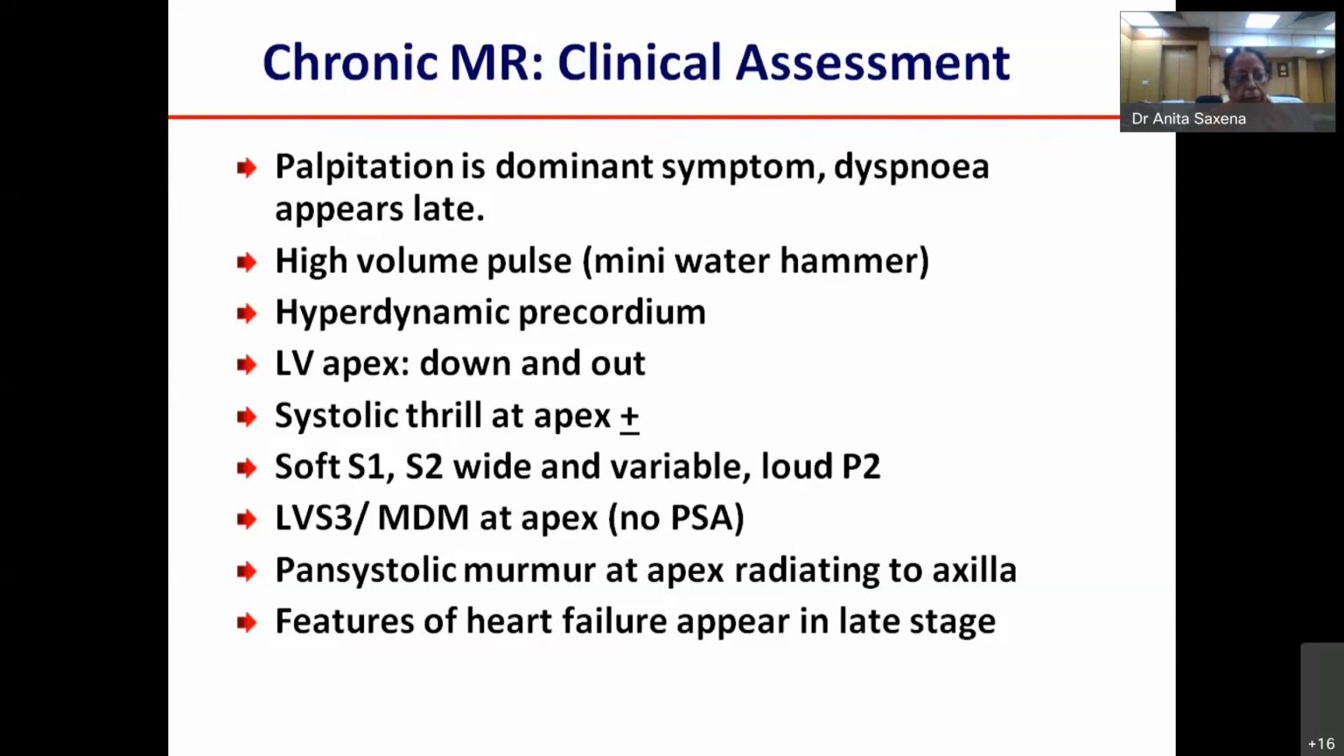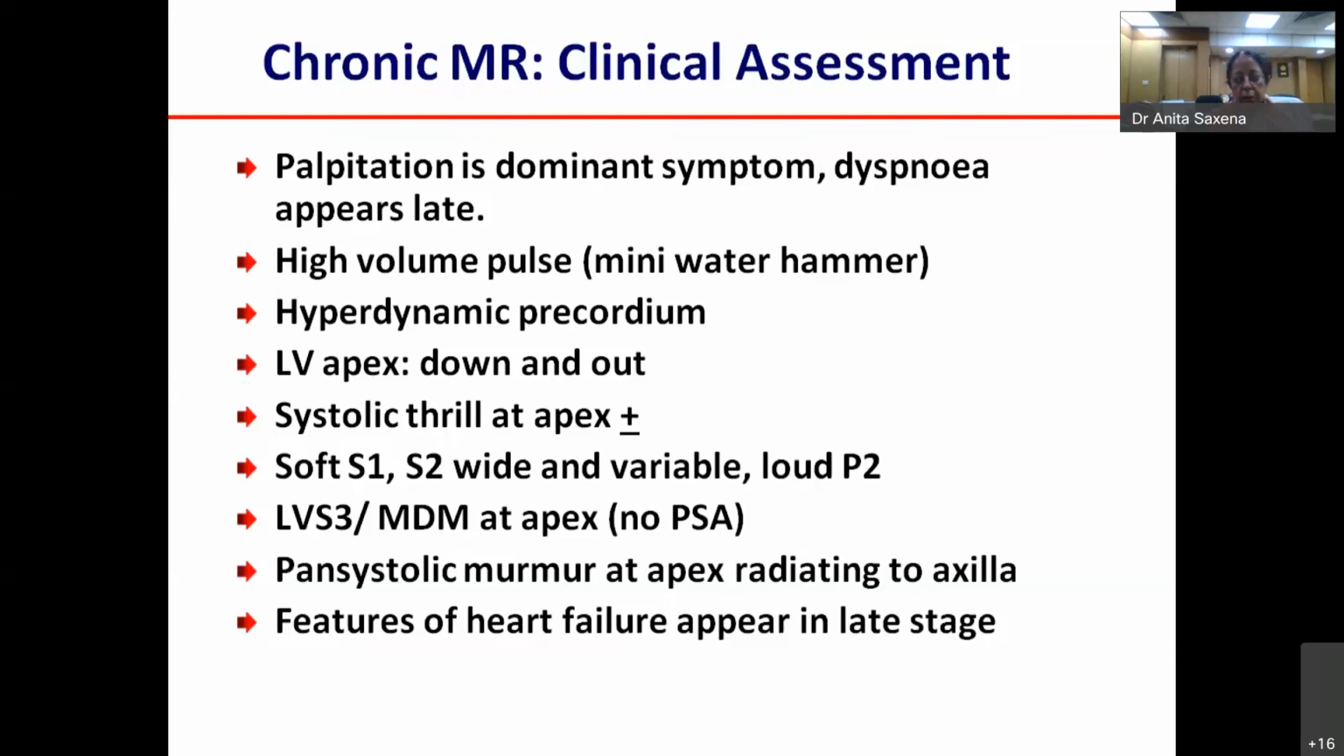You may have, besides the pansystolic murmur of apex radiated to axilla, that is MR, a flow murmur at the apex, which may be in the form of LV S3 if it is not very severe MR, or an MDM, mid diastolic murmur at the apex because of severe MR. But remember, there will not be any presystolic accentuation, and S1 will be soft. So you can rule out mitral stenosis.